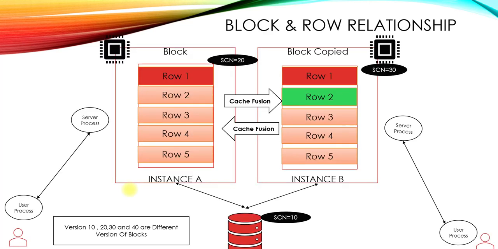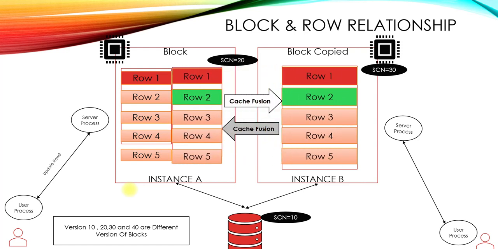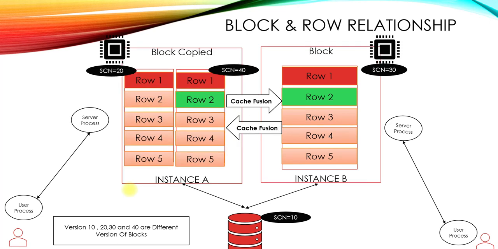Now let's update row 3. Now the user wants to update row 3. What will happen? The user on the left hand side wants to update row 3, so cache fusion will be activated and the same block will be copied. Now that block will be termed SCN 40 and will be modified by instance A and is highlighted in red. So you see there are 4 versions of the block: SCN 10, 20, 30 and 40.